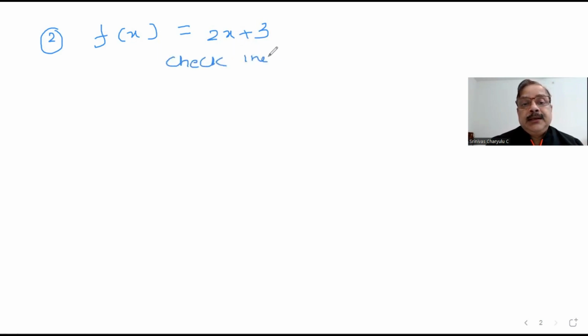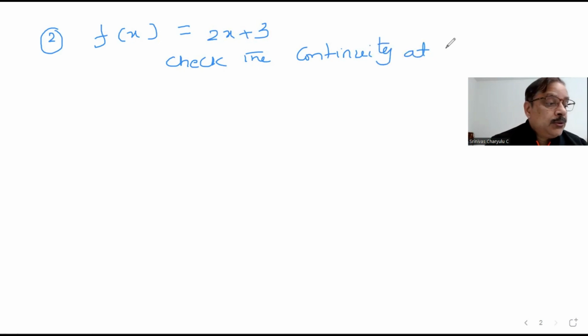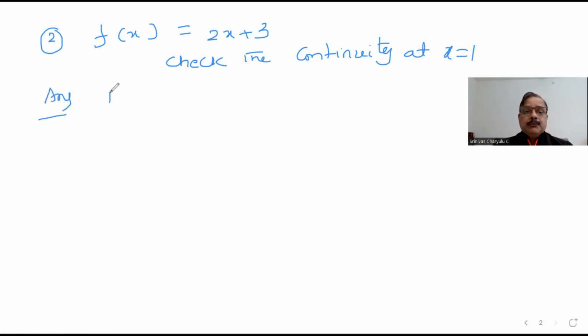Check the continuity at x is equal to 1. Means what? If you put 1 in this equation, is it becoming infinity, or is it becoming a 0 by 0 kind of indeterminate thing? No. So straight away, let us put this f of 1 here. What happens? Put x is equal to 1.